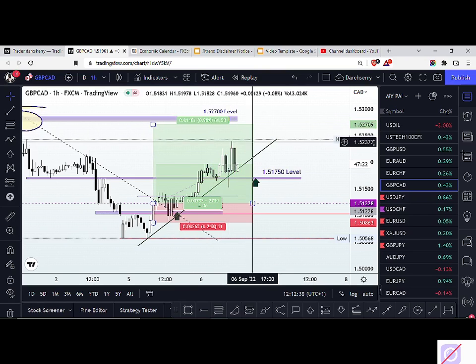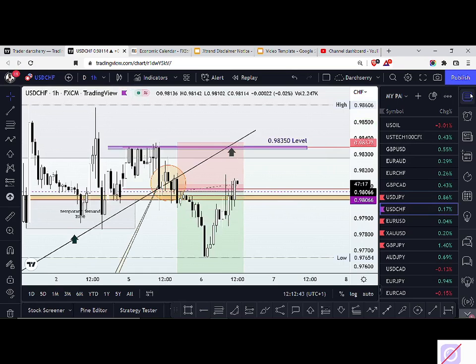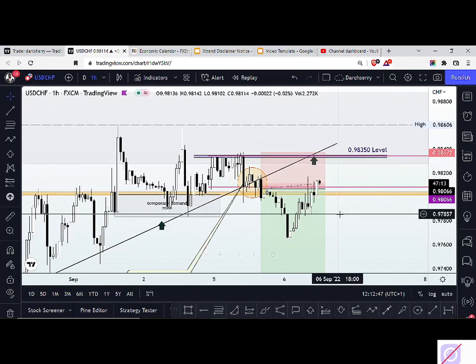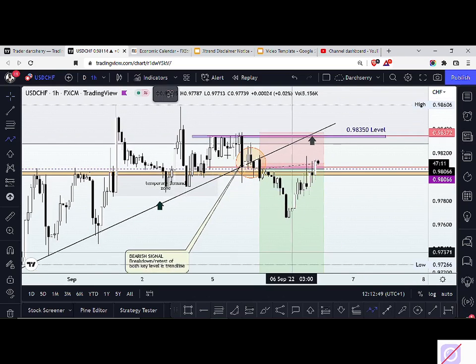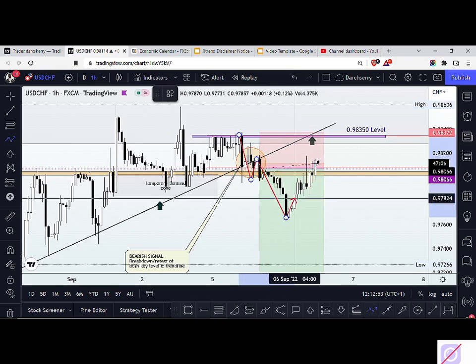Now we move on to talk about the USD CHF, where we've been expecting the selling momentum to happen. We had a signal yesterday in the form of the breakdown of that bullish trend line here. So we saw the breakdown of this bullish trend line. We entered the trade, price came back into our entry point.